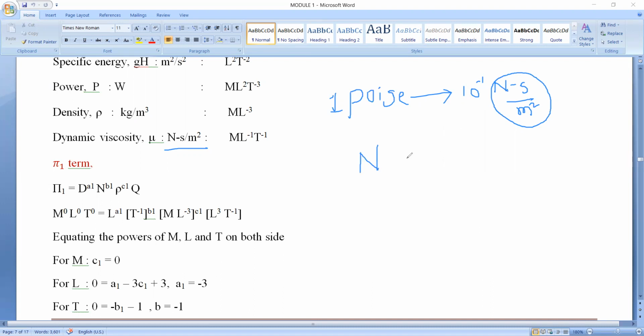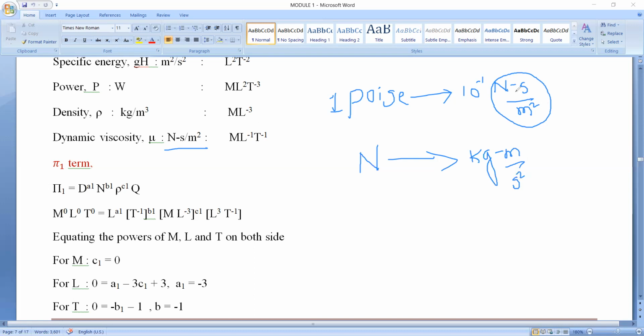Again, Newton can be written as kg meter per second square, as we discussed. Newton is a unit for force, and force can be written as mass into acceleration. Mass is kg and acceleration is meter per second square. This is the unit for newtons.